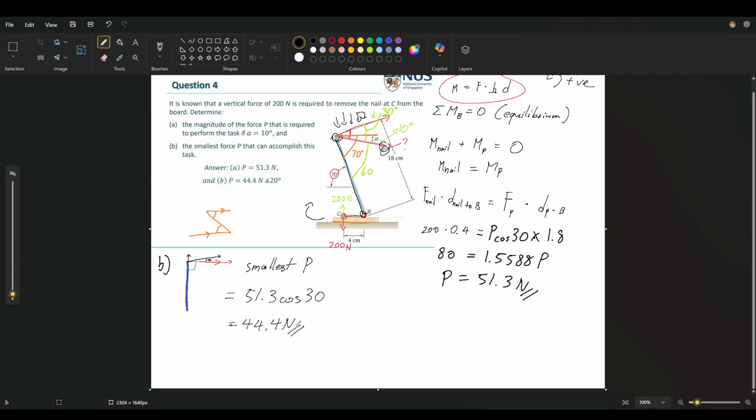Now I want to know what the direction is. Or like what's the angle? But here's the catch.